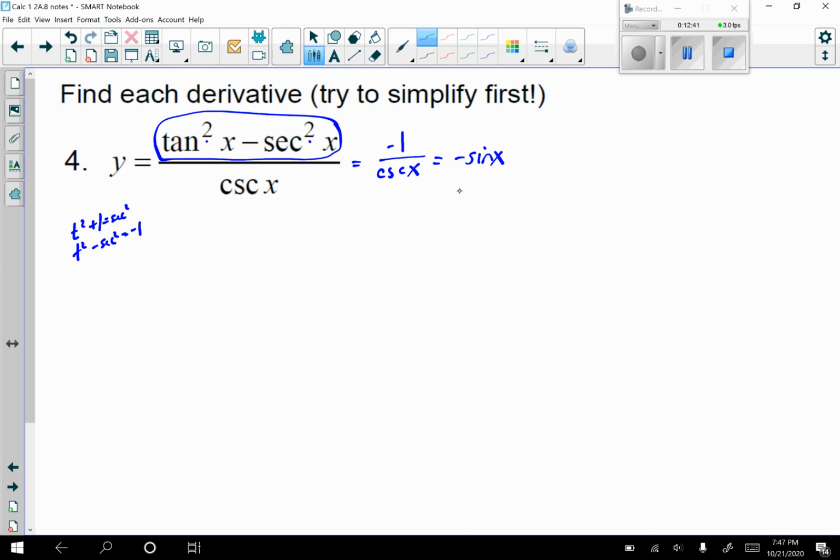So now we can go back and do our derivative finally. From negative sine x, much easier than it started with. dy dx is sine x is just cosine x. Remember, any coefficient just goes along for the ride, so that negative is still there. Negative cosine x. So simplifying makes these problems easier. Know those Pythagorean and double angle formulas to help you simplify.